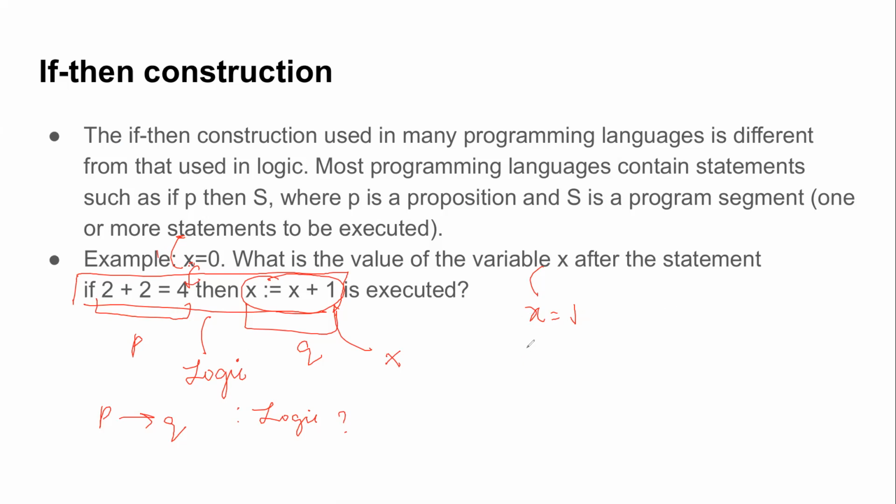If p, where p is 2 plus 2 is 4, so it's definitely a true value, right? Then we have x equal to x plus 1, where x is 0, so we have 0 is equal to 0 plus 1, that is 0 is equal to 1, which is false. So I have true, false. So P implies Q is the same case, the unique case where the implication is false. So it is false.